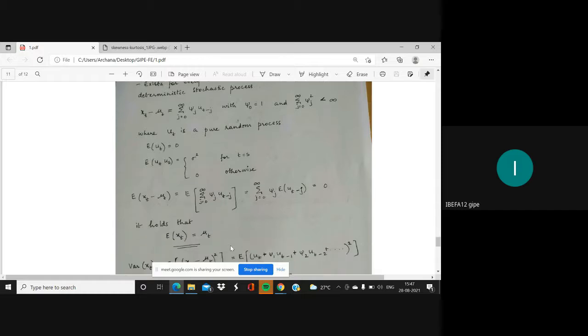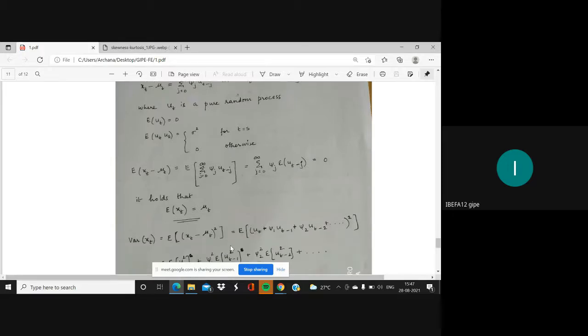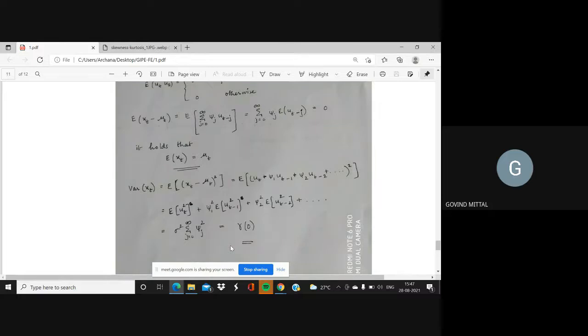So far we've come to the mean. After that we'll look at the variance, then covariance, then we'll go into the autoregressive models or autoregressive processes. That's where what you're trying to say will come in. Okay, thank you. So next we'll look at the variance.